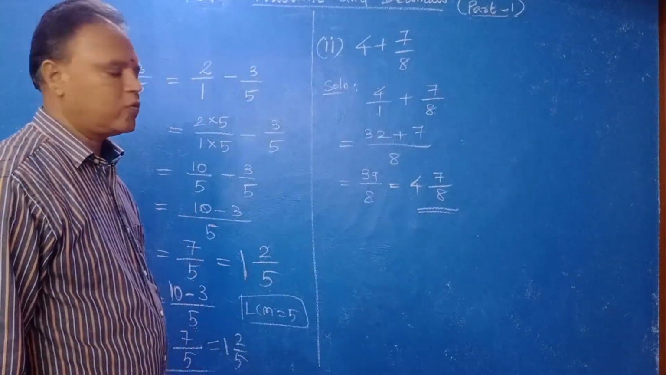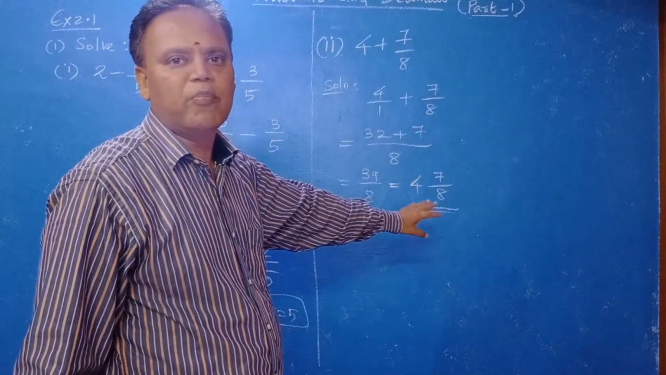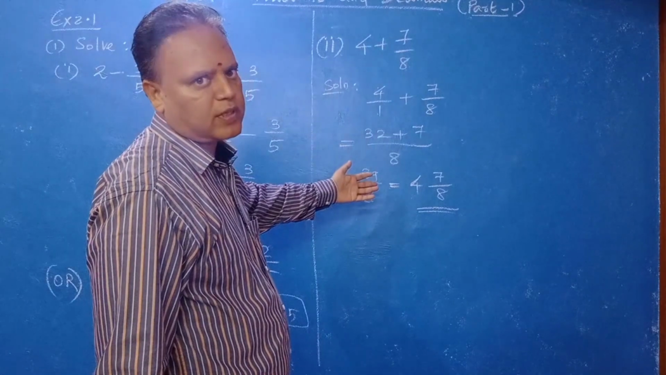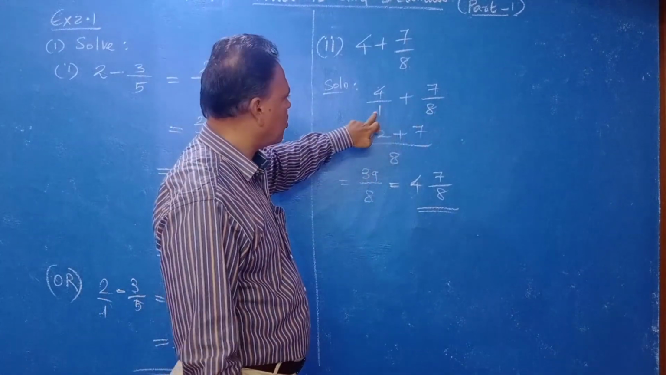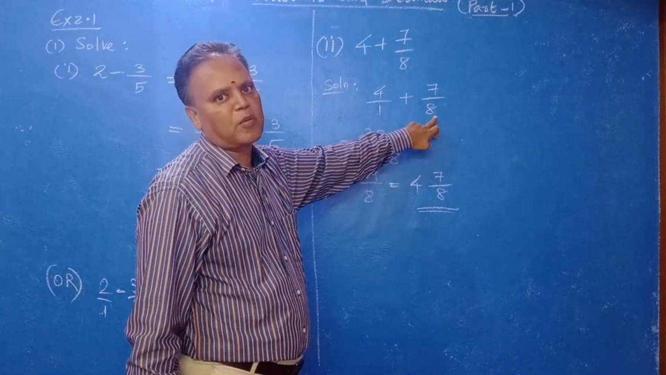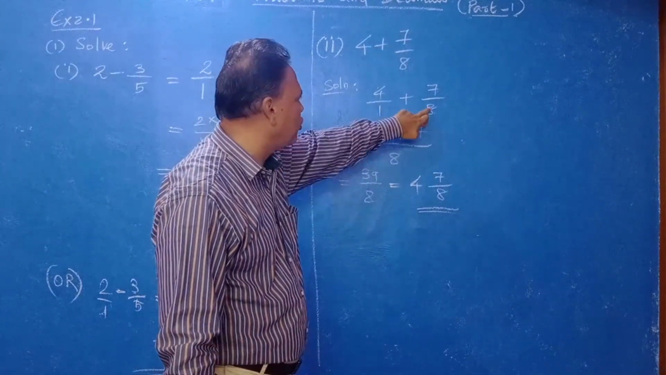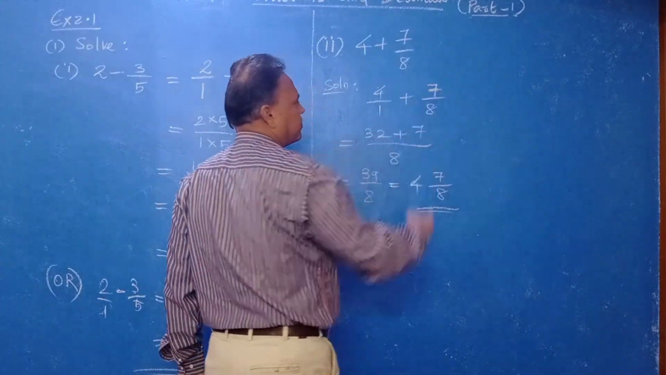When you have an improper fraction, better you change it into a mixed fraction. Clear? So like this easily you can solve. Understand? So remember, here the denominators have no common factor. 1 and 8 have no common factor other than 1. That means just multiply the denominators, then cross multiply. That is the easy way and you can do it very fast.